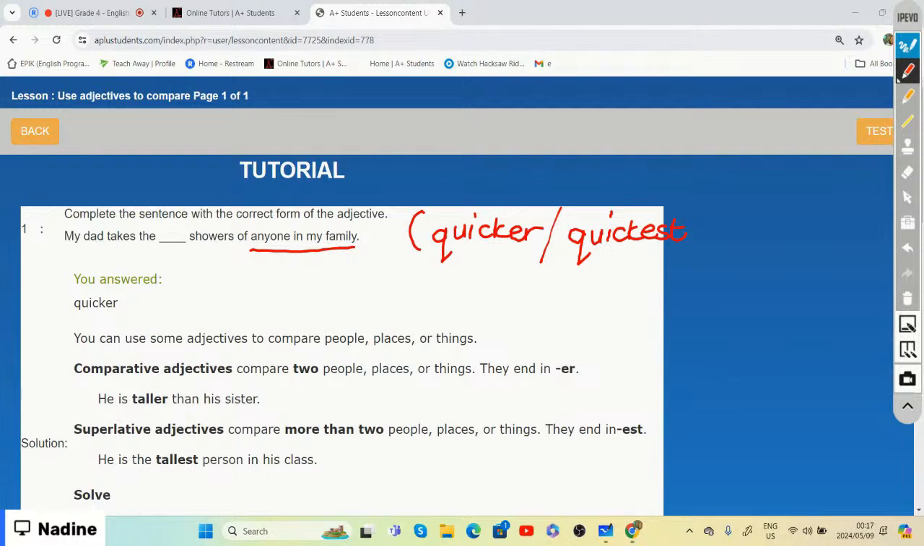My dad takes the quickest shower of anyone in the family. Dad is being compared to basically anyone or everyone in the family.